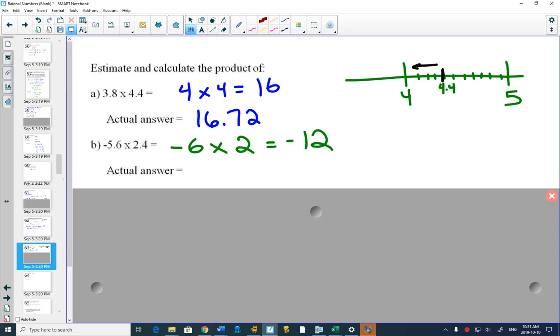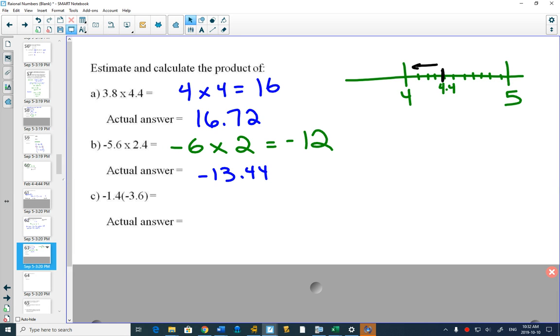Then you go to your calculator, so check it out. See if you can type it in correctly. Negative 5.6 multiplied by 2.4. The actual answer is negative 13.44. One thing you're going to notice is that when you get to multiplication, your estimates start to be a little bit further off, just because multiplication is a little bit more powerful than adding. When we added and subtracted, we were always like within 1. But sometimes with multiplying, we can be off a little bit more.